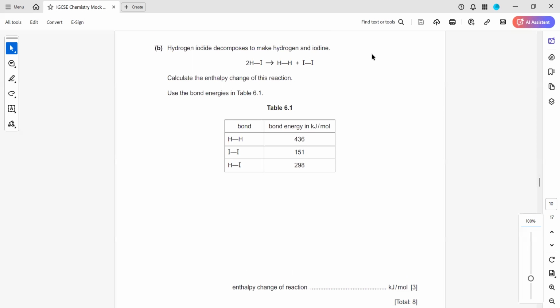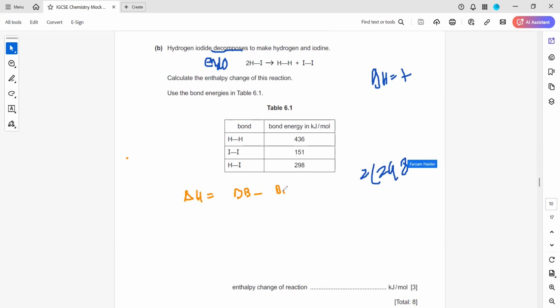Hydrogen iodide decomposed to make hydrogen and iodine. Enthalpy change for this reaction. So enthalpy change is bond breaking minus bond forming. What is the bond breaking energy? You have hydrogen iodide. So the enthalpy change is bond breaking minus bond forming.